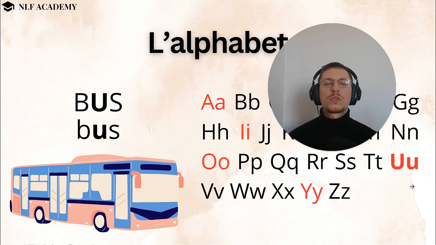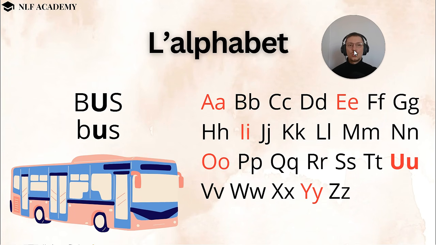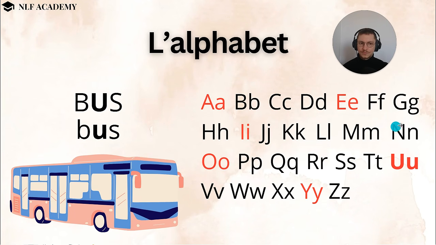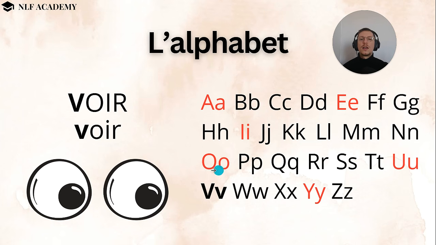For example, U, U. It's not a perfect U, but it's still way better than OU. Okay? So you can practice this. U, U. Très bien.